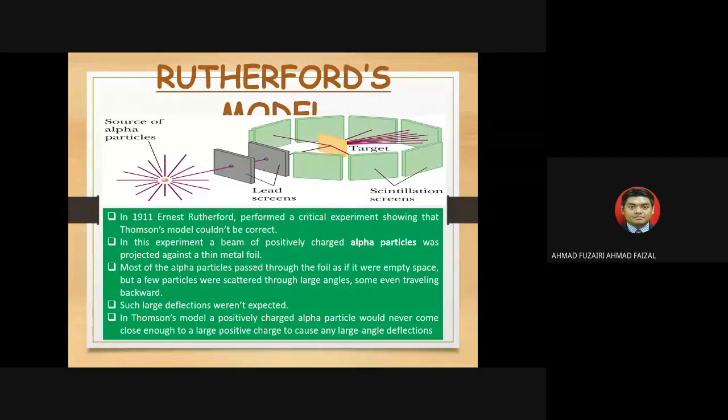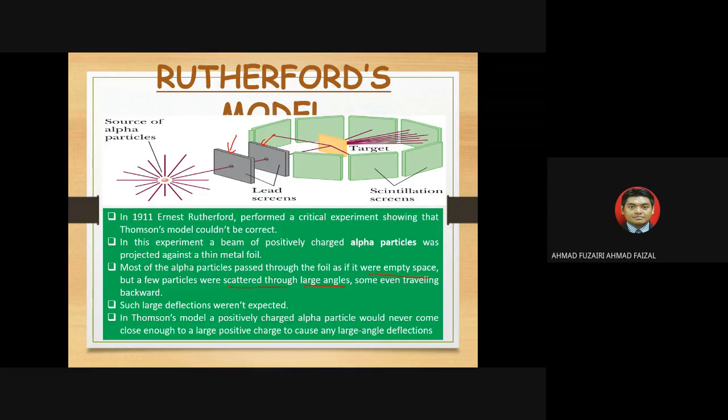Okay, a thin metal foil, which you can see using the LED screen here. This is the thin metal foil. Most of the alpha particles pass through the foil as if it were empty space, but a few particles were scattered through large angles.